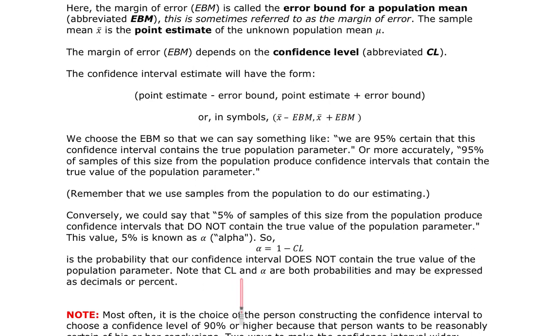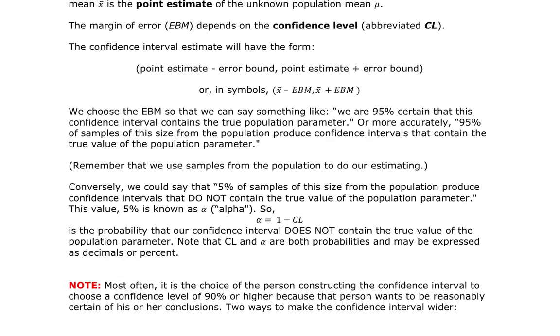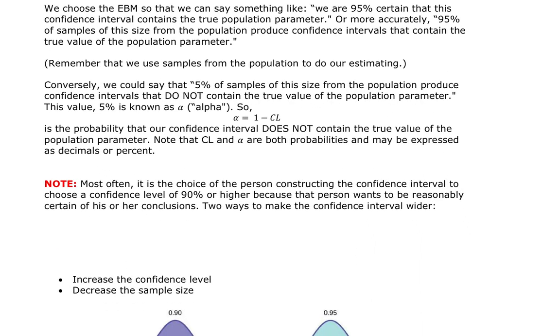Note that confidence level and alpha are both probabilities, and they need to be expressed as decimals or as a percent. Typically, we'll take the percent and turn it into a decimal. More often than not, the choice is a 90% confidence level or higher, because we want to be reasonably certain that my conclusion is true.